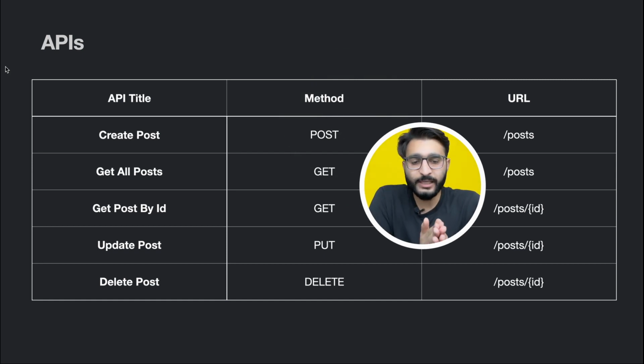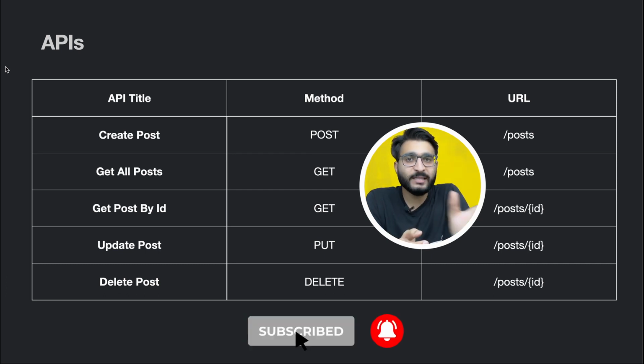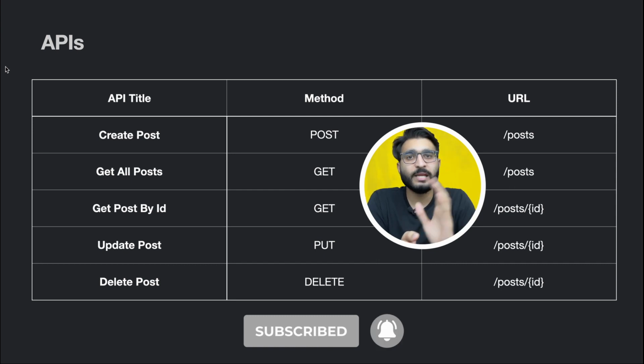If you don't really know about APIs, what is an API? Let me explain. An API is nothing but an endpoint. For example, if you go to InnoScript and write in the URL innoscript.in/about, /about is one API, right? /contact is one API. /courses is one API, right?